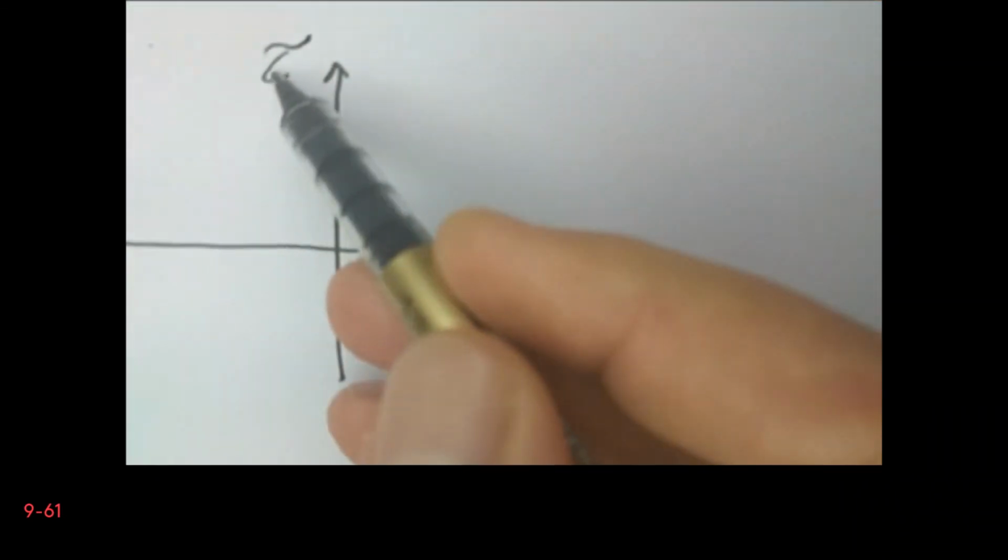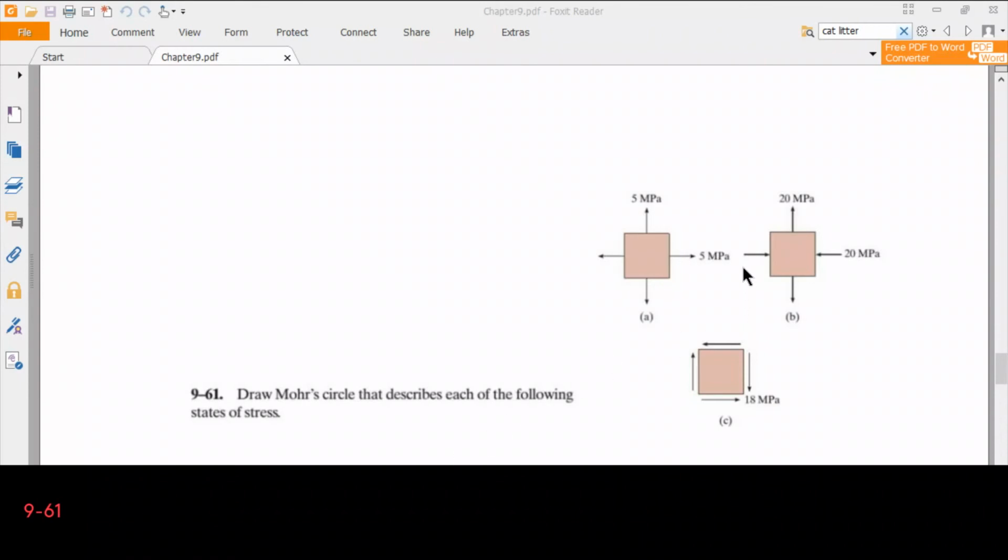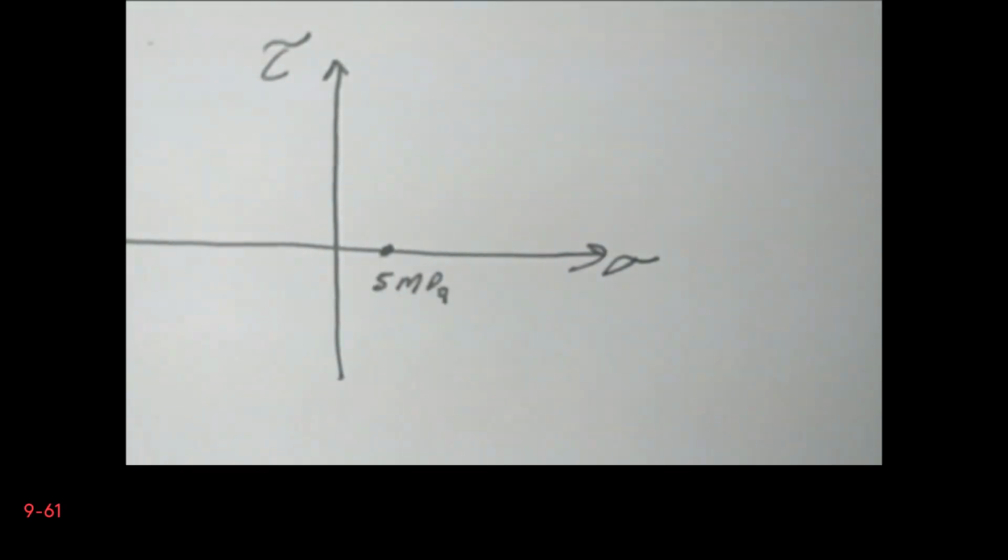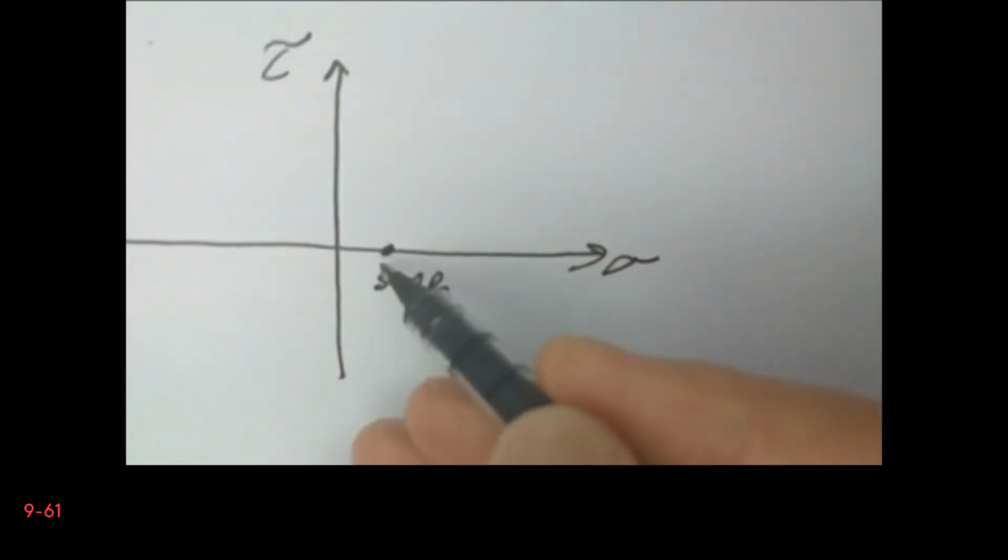Now let's look at the A. So for A we have positive 5 megapascals. Let's say that this is the 5 megapascal on the state of stress, and certainly we don't have shear stress. Therefore, for A we can say that there is no circle, it is just a point. So it is just a point for A.